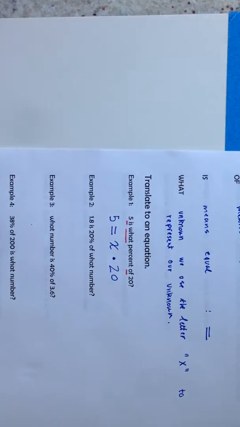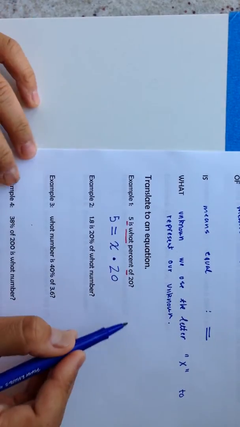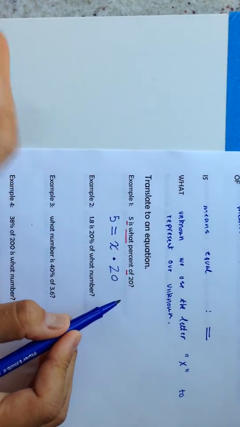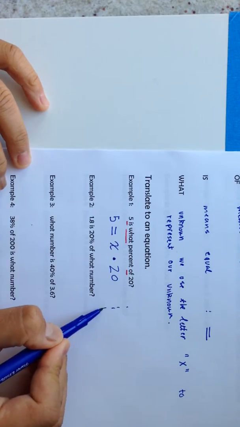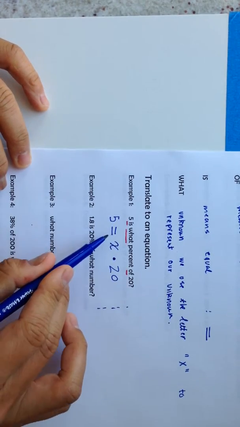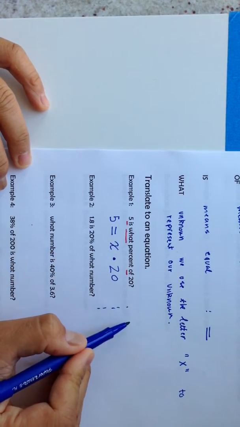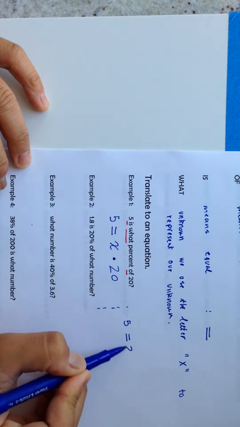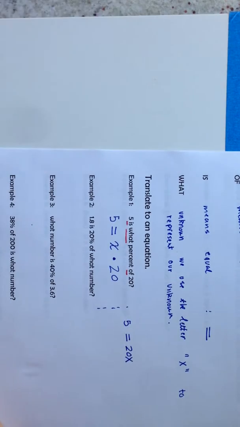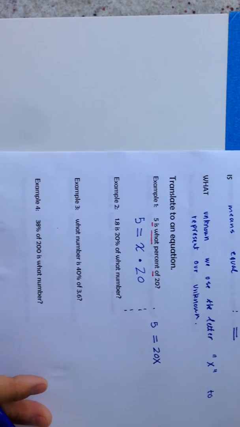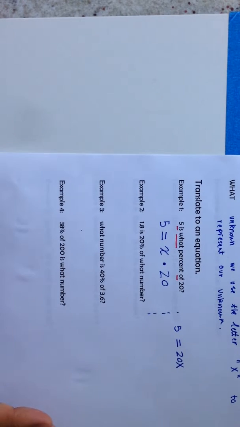So example 1: 5 is means equal. What means the unknown, so I'm going to use the letter X. 5 is what percent of means to multiply 20. So we translated it. Now we're just going to fine tune and write it in a more understandable form. One way to write 5 equals X times 20 is 5 equals 20 times X, or 20X. That's the translation. So remember, the words is, of, and what have their meanings.